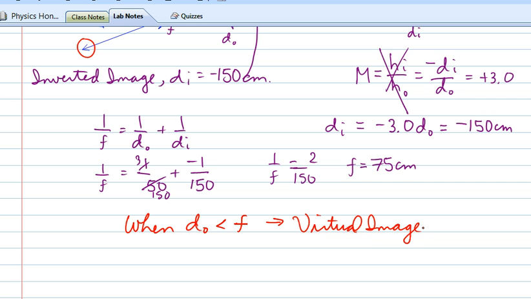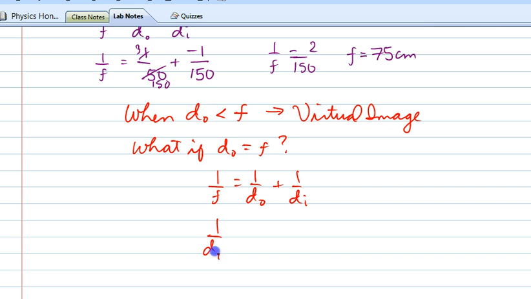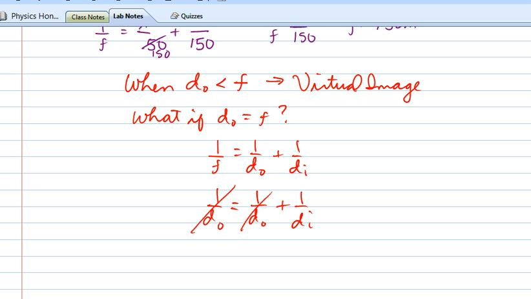Okay? Oh, by the way, what happens when the object is at the focus? That's a good question. What if DO is equal to F? Okay, well, that means that I have 1 over F equals 1 over DO plus 1 over DI, and I can substitute, so I have 1 over DO equals 1 over DO plus 1 over DI. Okay, well, those are going to cancel out, and I'm going to get 0 is equal to 1 over DI, which suggests that DI is infinity.